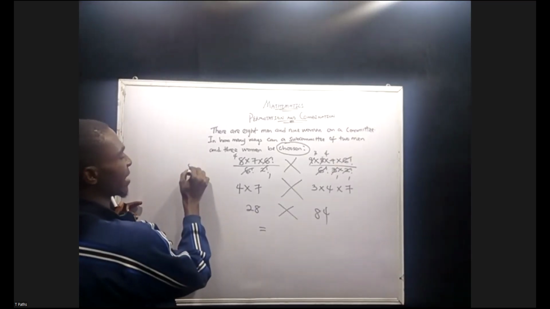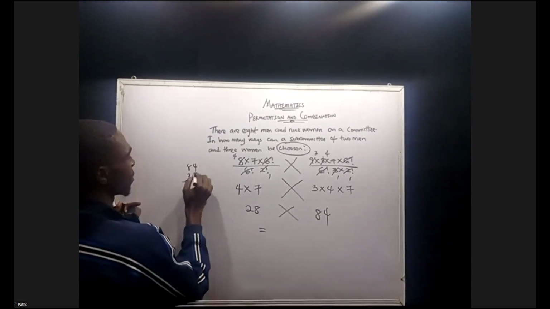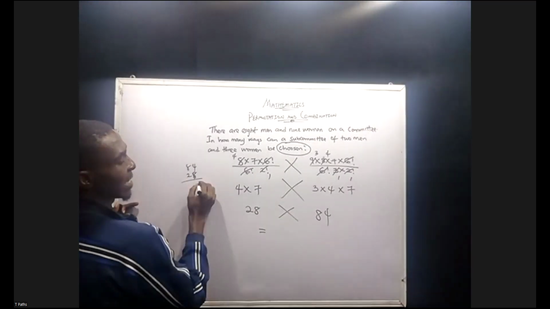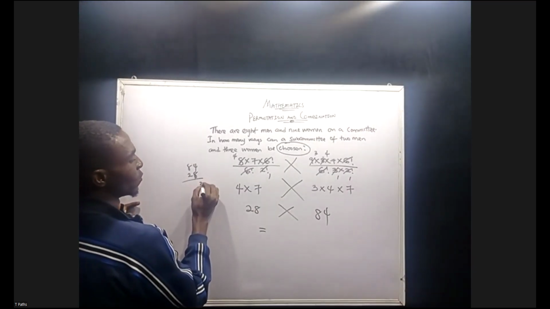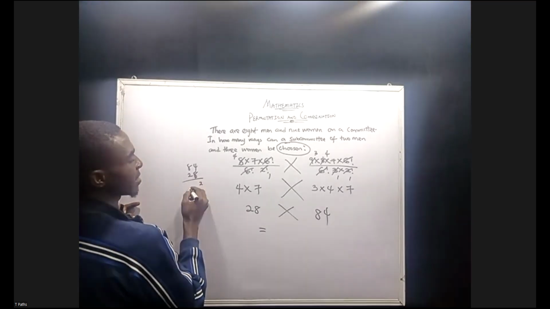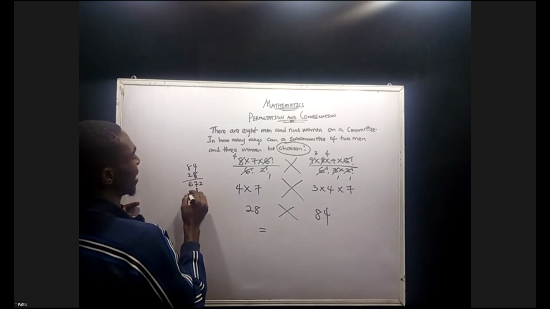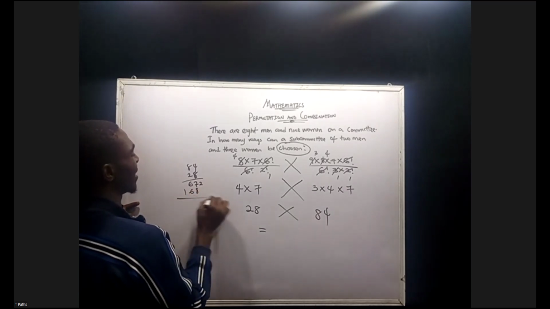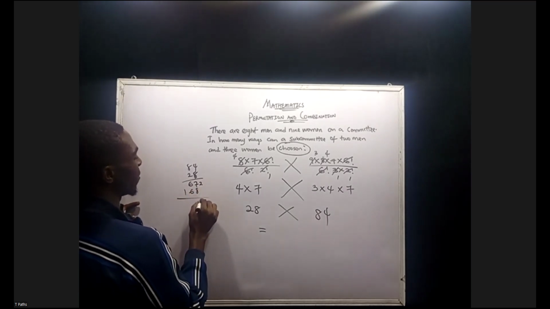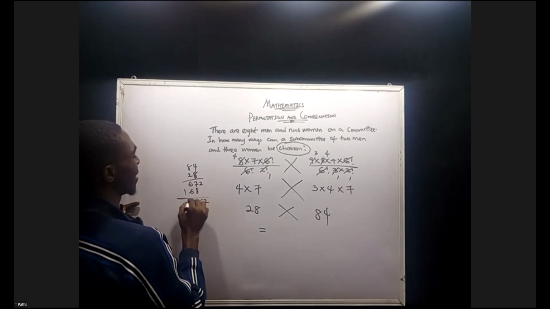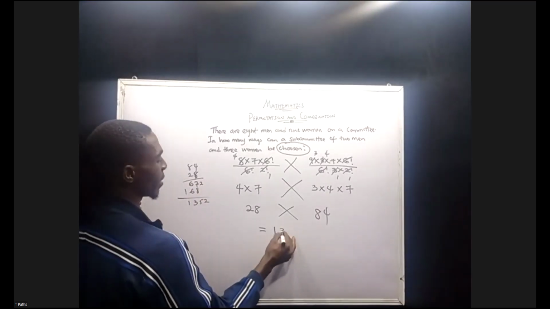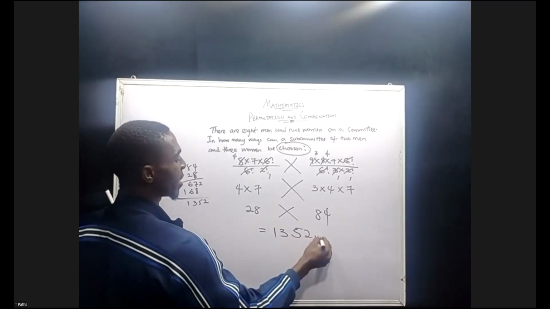So let's multiply 84 by 28. 8 times 4 is 32. 8 times 8 is 64, plus 3, 67. 2 times 4, 8. 2 times 8, 16. Then when you add them together, I have 2, 3, 5, 2. So 2352 ways.